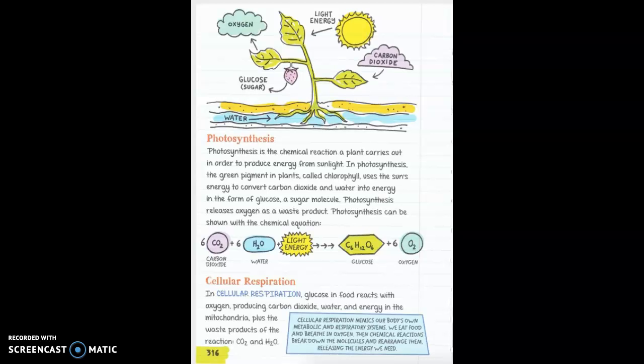Cellular respiration. In cellular respiration, glucose in food reacts with oxygen, producing carbon dioxide, water, and energy in the mitochondria, plus the waste products of the reaction, CO2 and H2O. So in this little blue box, it says cellular respiration mimics our body's own metabolic and respiratory systems. We eat food and breathe in oxygen. Then chemical reactions break down the molecules and rearrange them, releasing the energy we need.